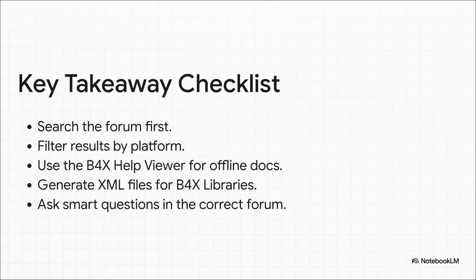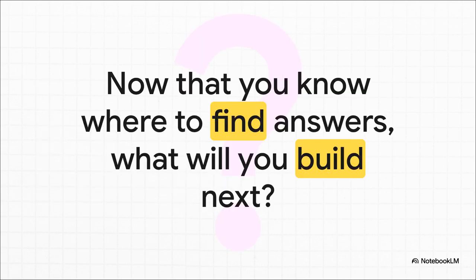All right, let's lock all this in with a quick checklist for success. 1, always search the forum first. 2, filter those results by platform. 3, use the B4X Help Viewer for your offline docs. 4, don't forget to generate those XML files for your custom libraries. And 5, if you still have to ask, be a great community citizen and post your question in the right forum. You know, by mastering these tools, you've just removed one of the biggest roadblocks in development.